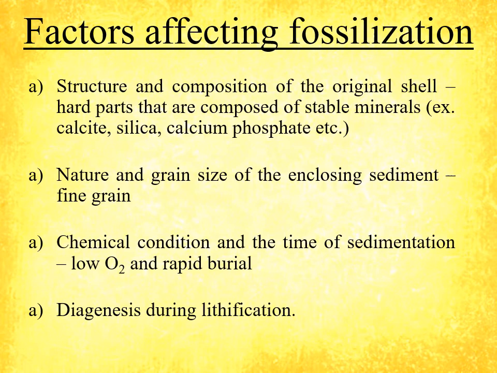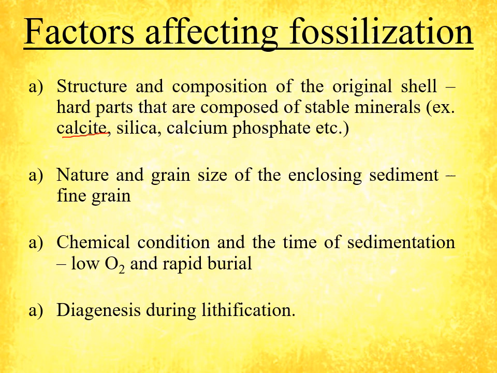Among hard parts, certain kinds of stable minerals are favored in fossilization, such as calcite, which is a polymorphic form of calcium carbonate. Another polymorphic form is aragonite, but aragonite is not a stable mineral. Rather, calcite is very stable. Silica, calcium formate, these are the stable minerals. So when an organic body's hard part is made up of these mineral components, they are most readily preserved.